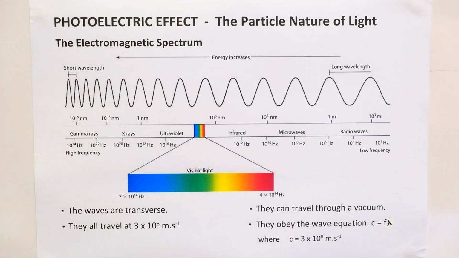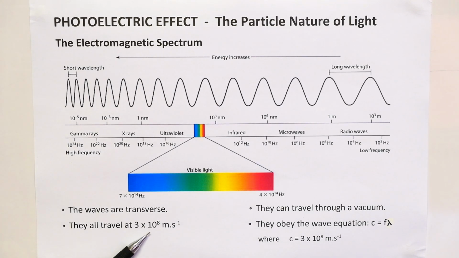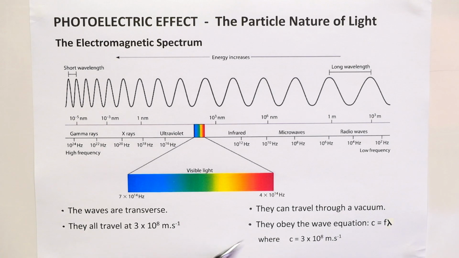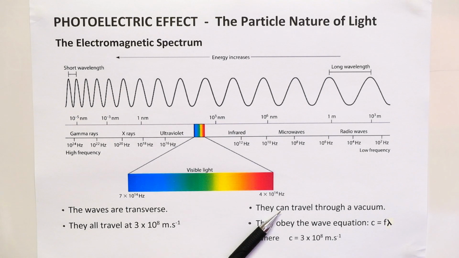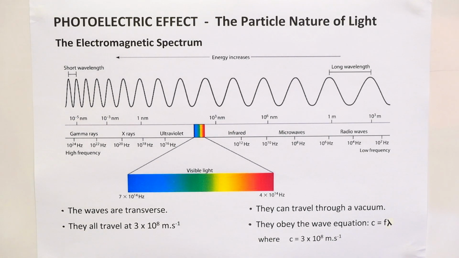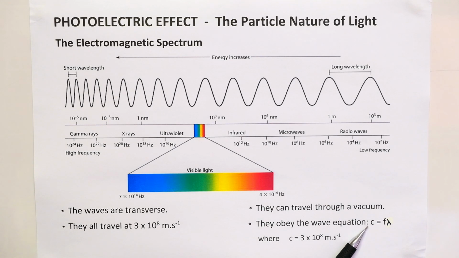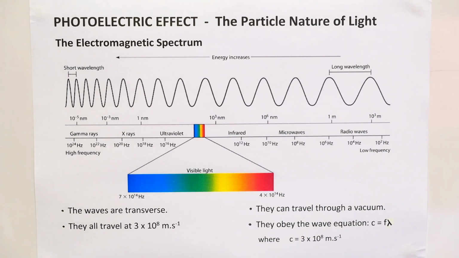All of these waves are transverse waves. They all travel at 3 × 10⁸ meters per second. This value is given to you on your data sheet. They can all travel through a vacuum. They don't need any mechanical particles to move. And they all obey the wave equation, where we can say v for speed is frequency times wavelength. But when we speak about electromagnetic waves, we can use a c in the place of the v, where c is 3 × 10⁸ meters per second, as mentioned over there.